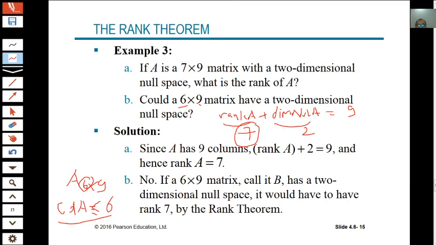Okay, but here we have 7 for the rank of A, which is also equal to the dimension of the column space. Therefore, we have a contradiction here. 6 cannot be equal to 7. This is an impossible situation. Therefore, we cannot have a two-dimensional null space for the matrix A whose size is 6 by 9. The answer is no, because of this reason.